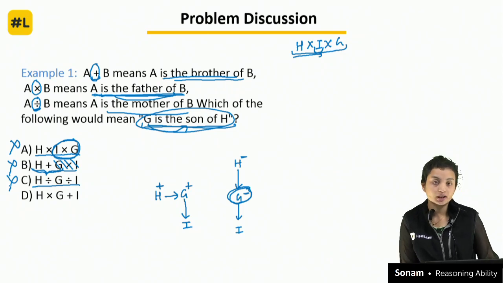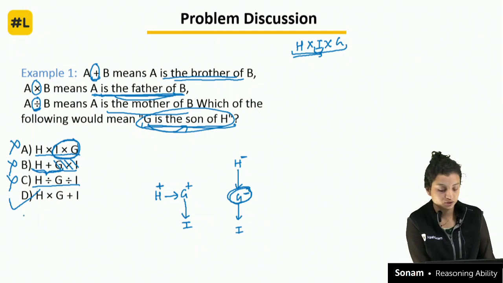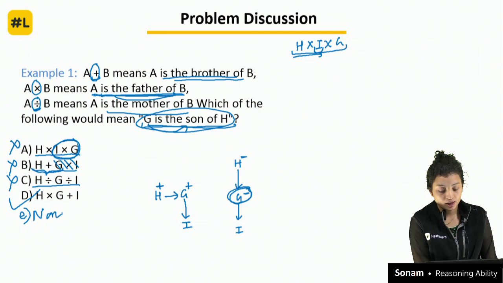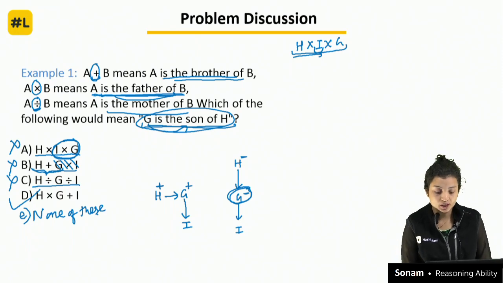So you have already checked the first 3 options, which are wrong. So you can directly mark your answer as option D here, because there is no option E mentioned. If they had mentioned another option like none of these, then you would have to check option D as well. Okay, let's check option D.